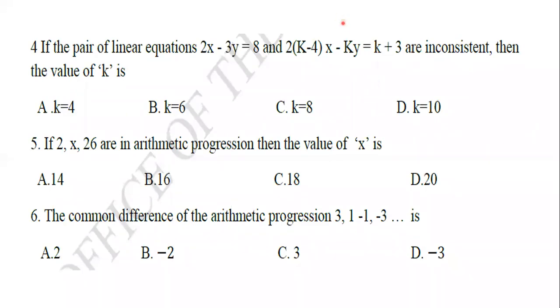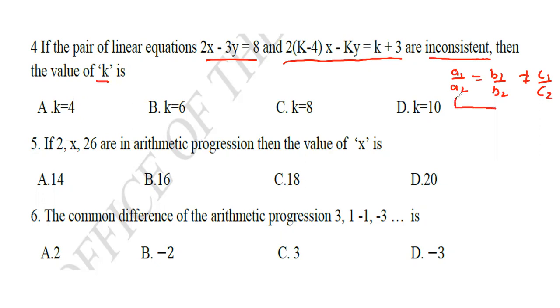Next, fourth question: the pair of linear equations 2x minus 3y equals a, and 2 into k minus 4 into x minus ky equals k plus 3 are inconsistent, then the value of k is dash. This one is also important. Inconsistent means a1 by a2 equals b1 by b2, not equal to c1 by c2. You need to find the value of k, so group only the first two terms.